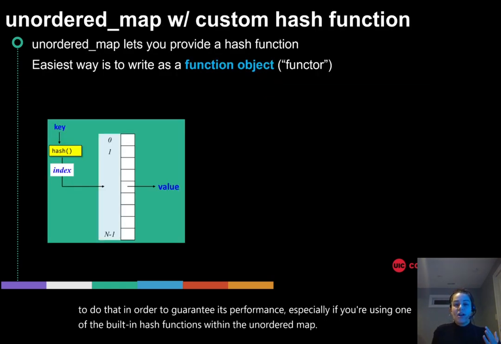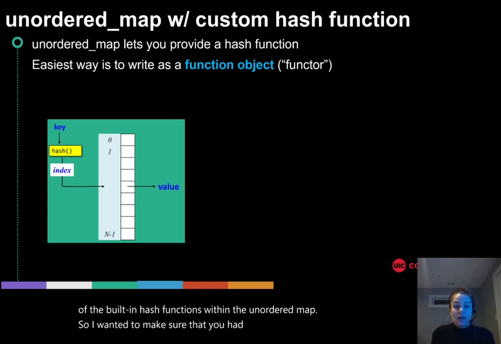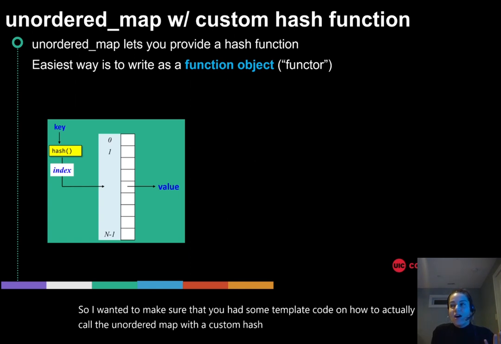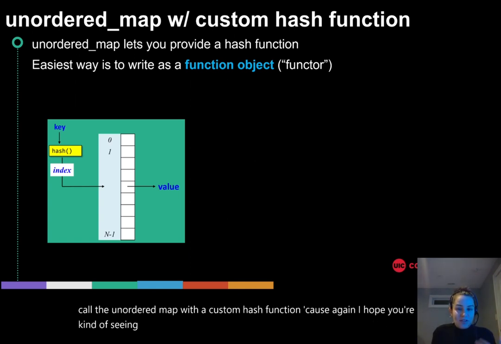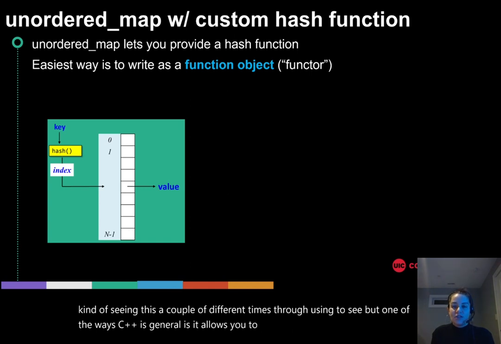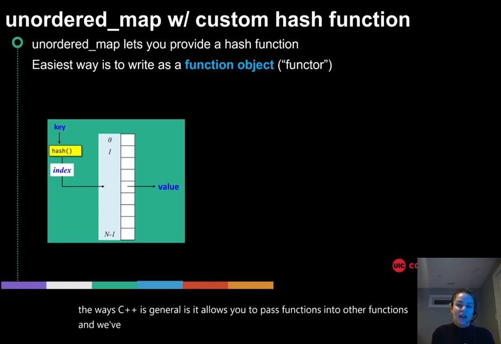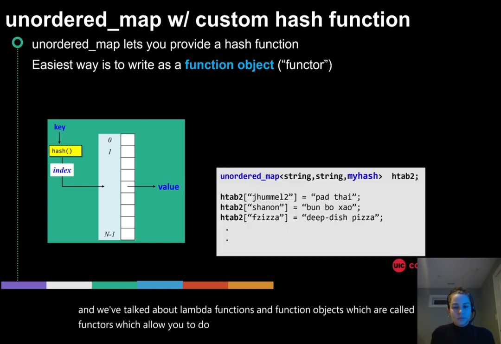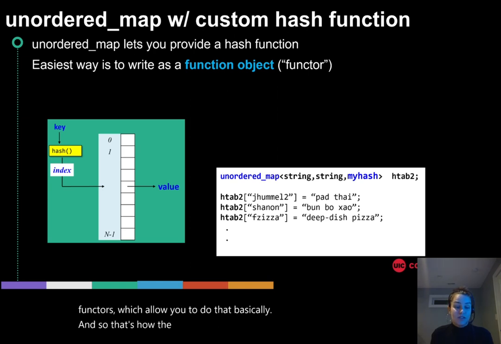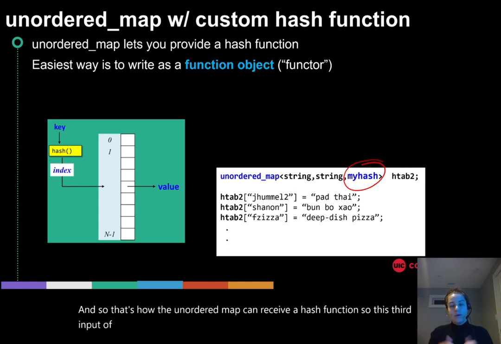So I wanted to make sure that you had some template code on how to actually call the unordered map with a custom hash function, because again, I hope you're seeing this a couple different times through using C++, but one of the ways C++ is general is it allows you to pass functions into other functions, and we've talked about lambda functions and function objects, which are called functors, which allow you to do that basically. And so that's how the unordered map can receive a hash function. So this third input of the type of the unordered map is the functor.